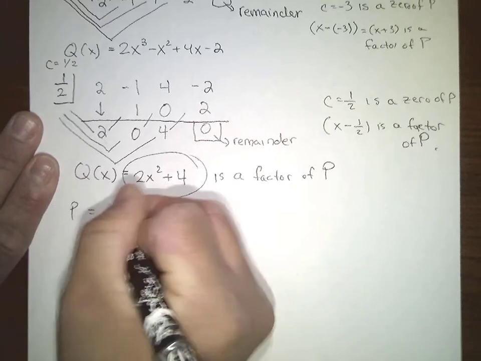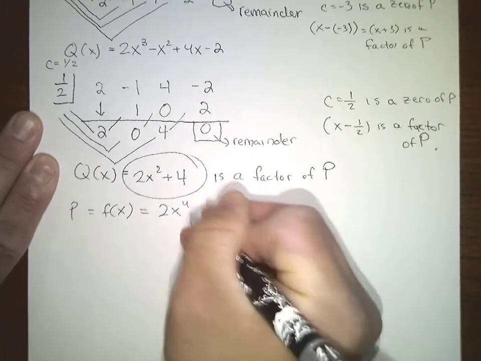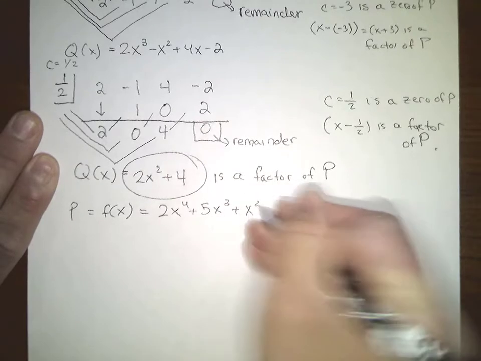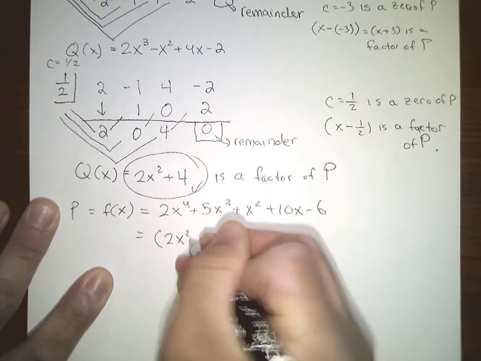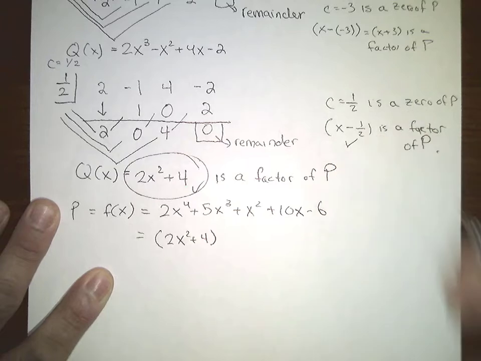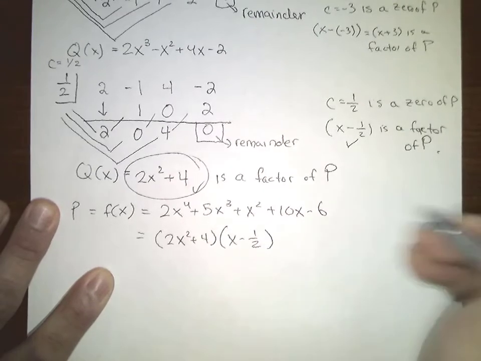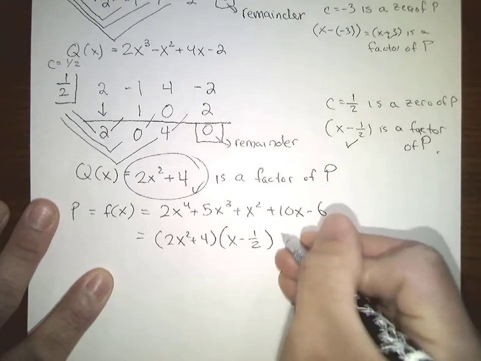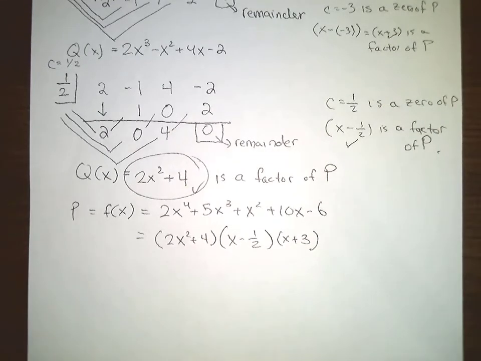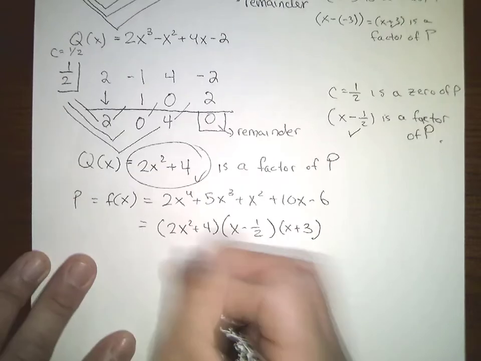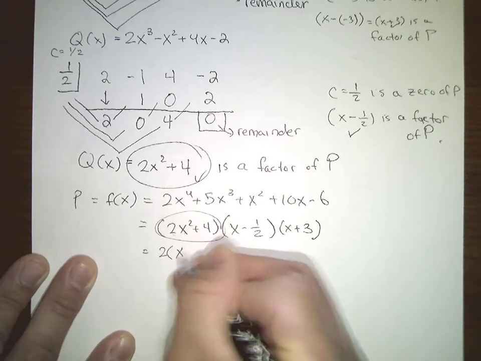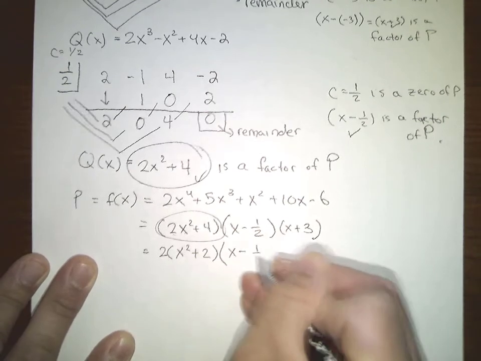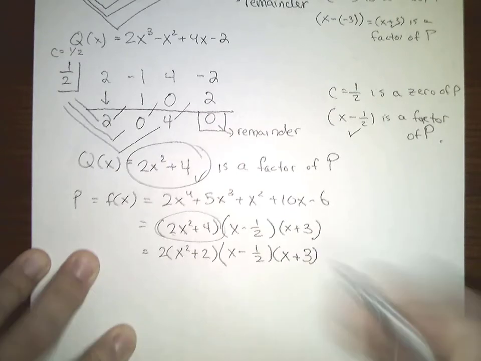So that means p equals f of x is equal to 2x to the fourth plus 5x to the third plus x squared plus 10x minus 6, which is equal to this 2x squared plus 4, and then this x minus a half, and then the x plus 3 that we had. And then you can see here that you can factor out a 2 from this quadratic right here. So we have 2 times x squared plus 2 times x minus a half times x plus 3.